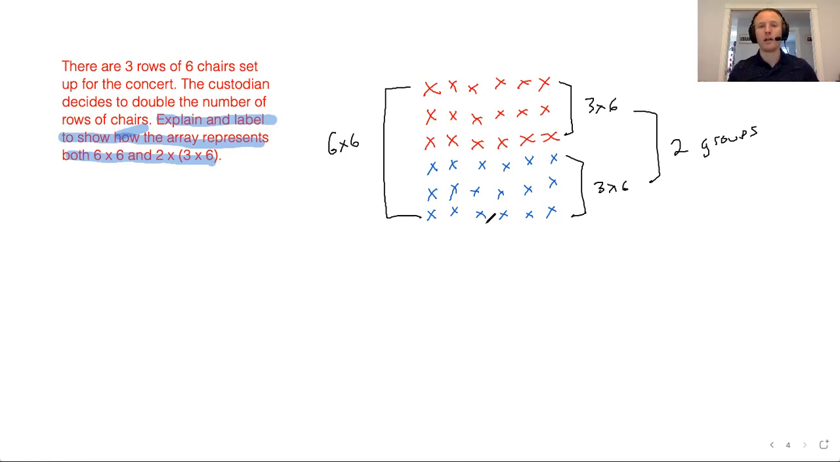That's what you do in your written explanation. I'm most concerned about your ability to differentiate this, like take a 6 by 6 array and show that it can be 2 groups of 3 by 6. That's what this problem is really looking for. Again, make sure you read the whole problem so you understand what's being asked of you. Don't just draw the array and then leave it. It's asking you to label it, because the labeling shows that you understand that 6 times 6 equals 2 times 3 times 6, right? And the way you do that is one of these 6's becomes a 2 times 3.